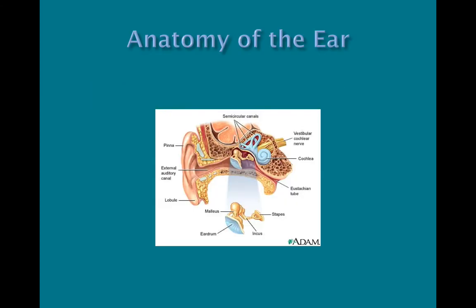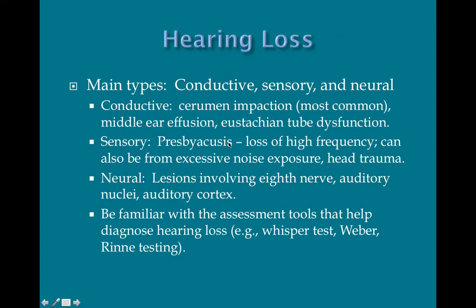So typically, we talk about disorders of the ear from the external ear structures right on through to the middle ear and to the inner ear. And this is just a picture of the anatomy of the ear with all of the typical structures. The first most common thing that you're going to see in the adult population is patients with hearing loss.